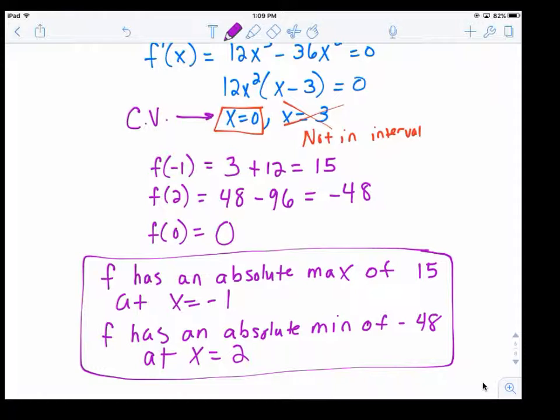Well, these will only occur at either endpoints or at critical values. That's what our definition says. So we only need to be concerned with when the derivative is equal to 0 or doesn't exist, and then also the endpoints.